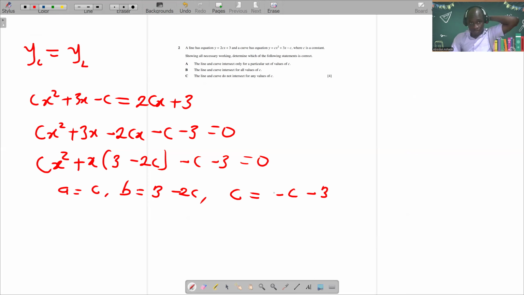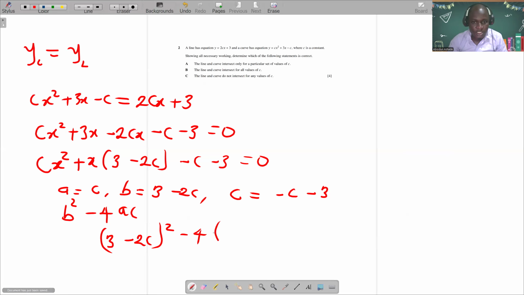Now, for every option A, B, C, we follow this using the discriminant b squared minus 4ac. Either it is greater than 0 or less than 0, we don't know yet. But let's first evaluate this b squared minus 4ac, and we will later find out which option is correct. So when we substitute, we have 3 minus 2c all squared minus 4 into brackets a, c, and c is minus c minus 3.